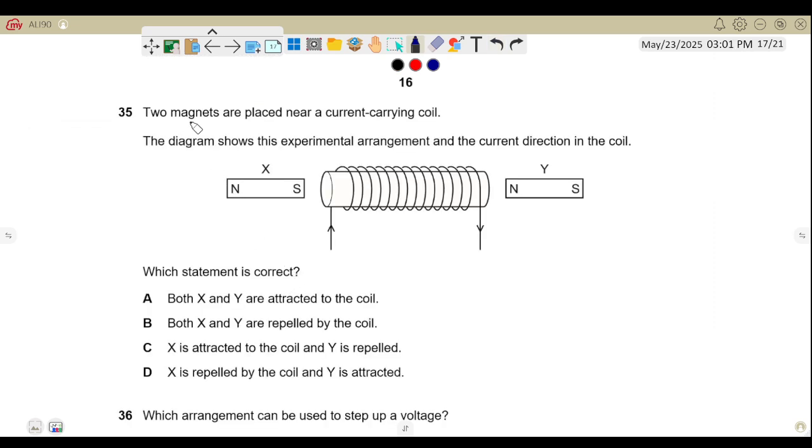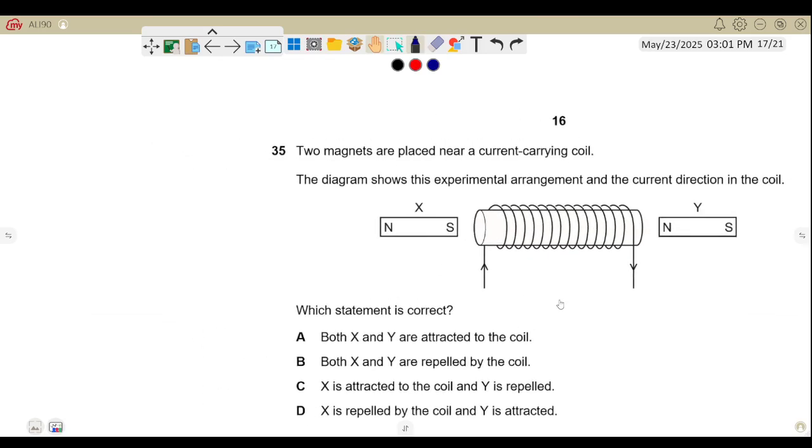Here, 2 magnets are placed near a current carrying coil. The diagram shows these experimental arrangements and the current direction in the coil. So the current is passing through this coil in this direction. Which statement is correct? Both X and Y are attracted to the coil. Both X and Y are repelled by the coil. X is attracted to the coil and Y is repelled. X is repelled and Y is attracted. So let's talk a little bit about here.